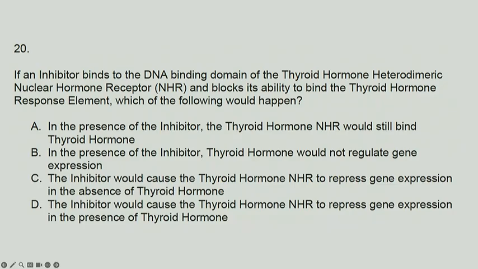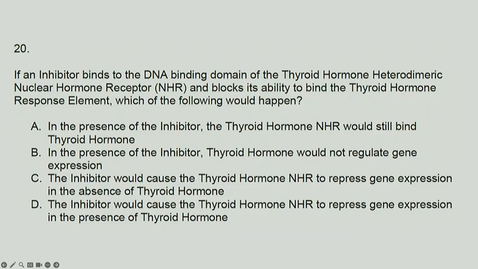Okay, so this is a heterodimeric NHR. In the presence of the inhibitor, right, so the inhibitor is blocking the DNA binding capability of a heterodimeric NHR. In the presence of the inhibitor, the thyroid hormone would still bind to the NHR. Yes or no? Yes, right? So just because it's not bound to the DNA anymore, it's still going to bind the hormone just fine. That's a completely different binding region, a completely different section of the protein.